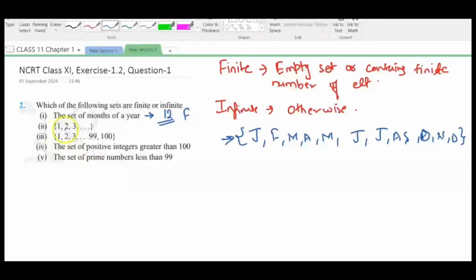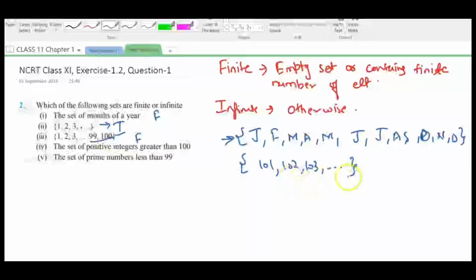Now let's see this set 1, 2, 3 and so on. So this is the set of natural numbers, and so on means there is always a number next to any number. So this is an infinite set. Now let's see this: 1, 2, 3 and so on, 99 and 100. Now they have closed this set. So there are 100 elements in this set. So of course 100 is a finite number. This is a finite set. The set of positive integers greater than 100. Okay, so positive integers greater than 100 means 101, 102, 103 and so on. So you can always get the next number in this set. This is never ending.